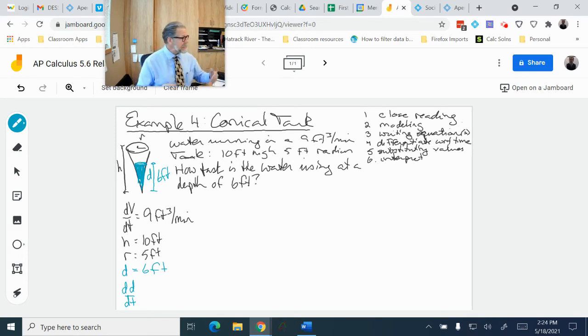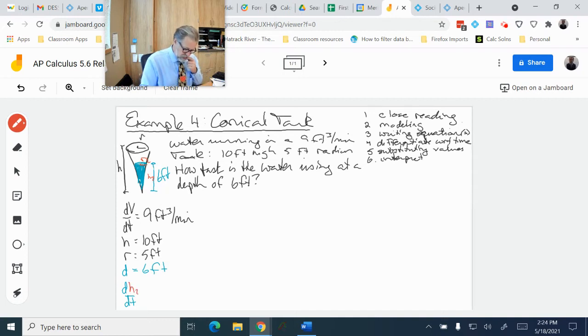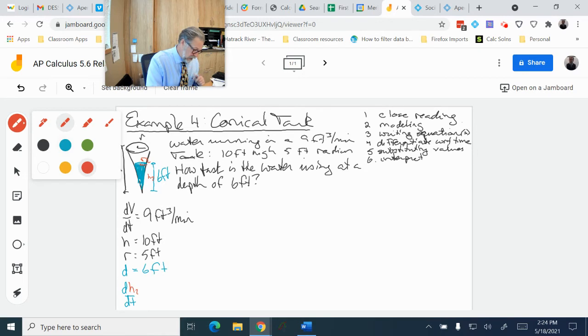So, what else do I know here? Well, I know that this cone of water also has a radius. I'll call that R2. Maybe instead of D, I should have called that H2. How about let's go back and change that, just because DD is awkward. Now we'll call this H2, and so the derivative of H2 with respect to time is my unknown.